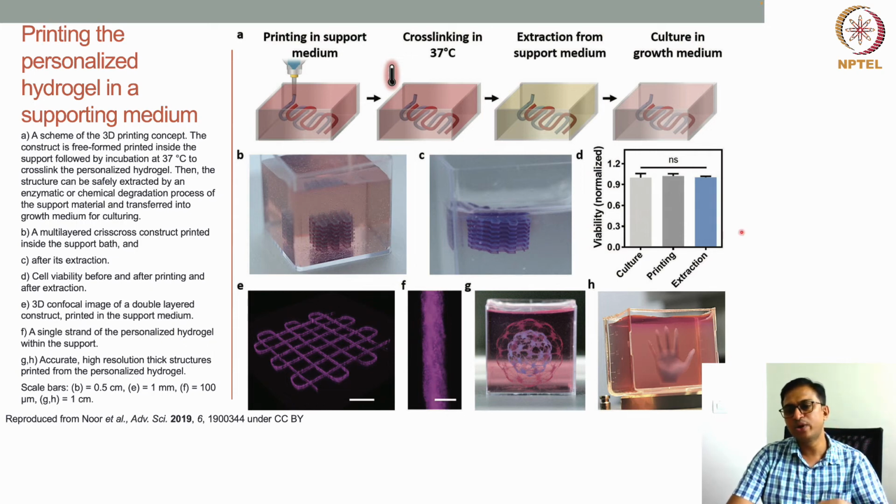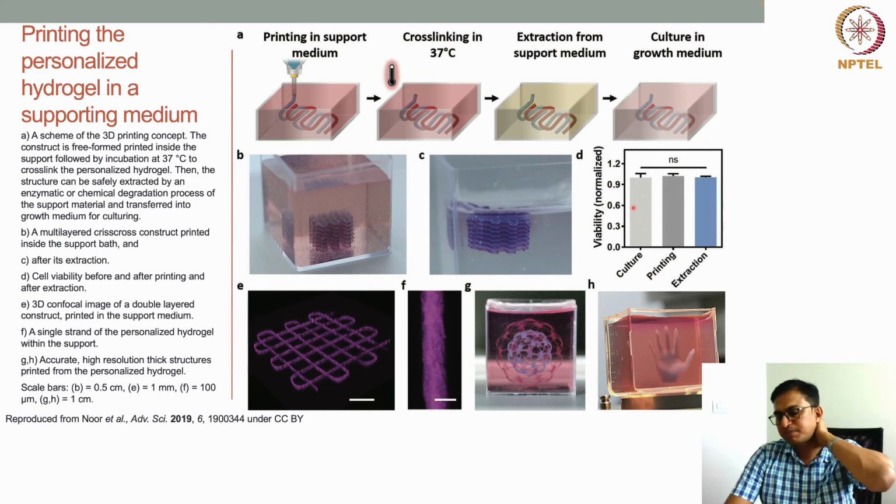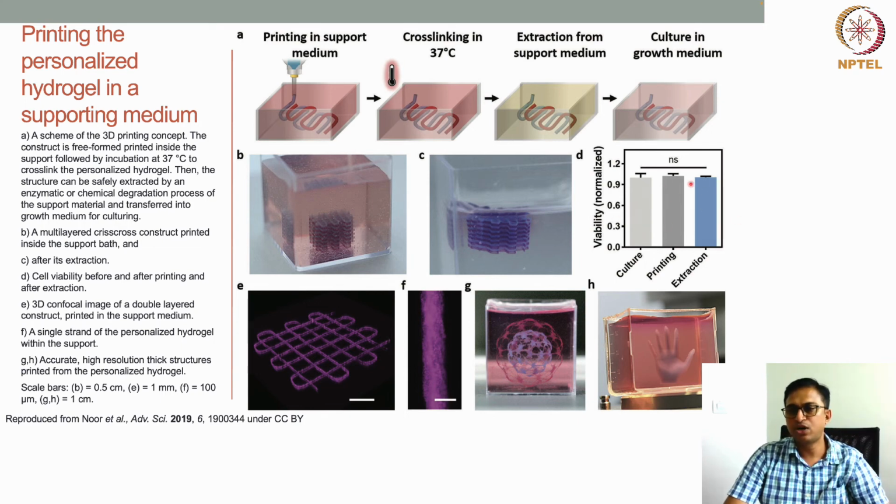And in the no-hair condition, the viability is maintained. You can see in culture, printing, and extraction, after all the steps, viability is maintained, and there is no significant difference between the cell viability during culture, during printing, and after printing and after extraction. They have also shown, as you see here, the configured structure of the two-layer printed structure with their visualized tissue bio-ink.